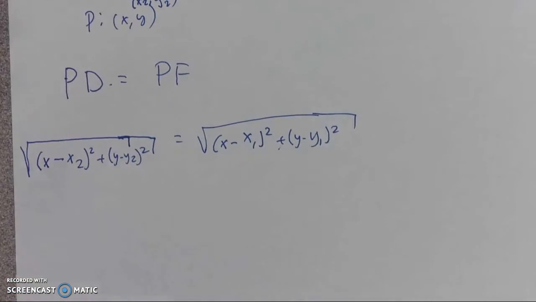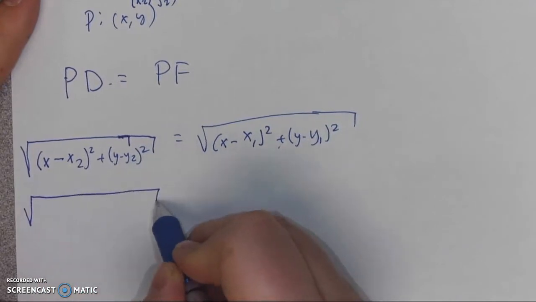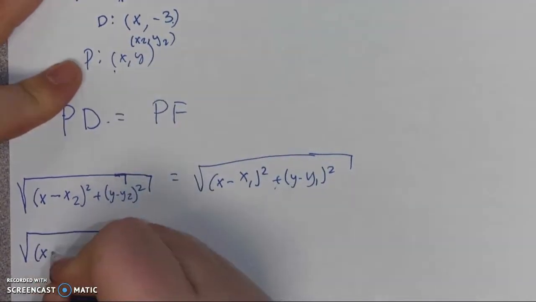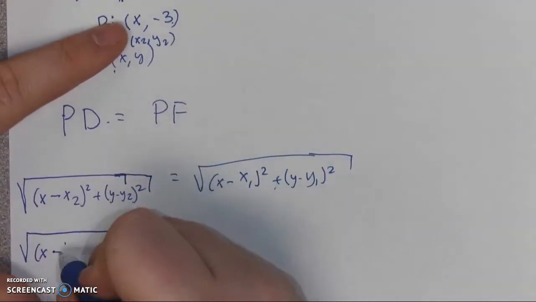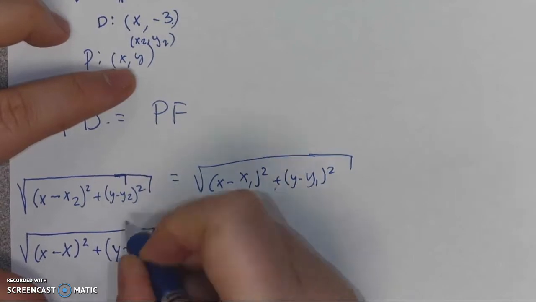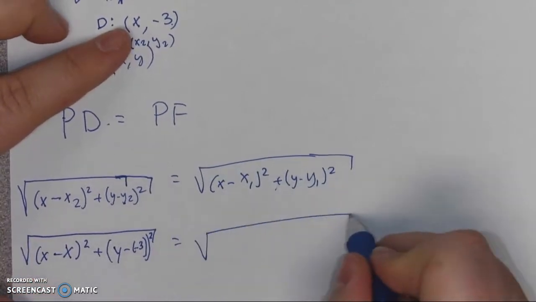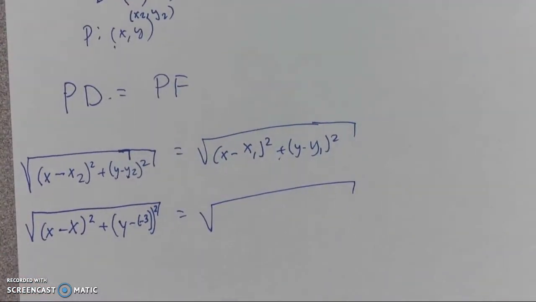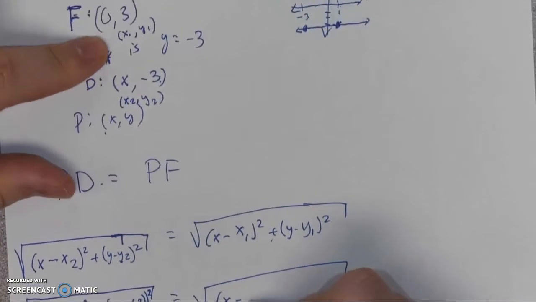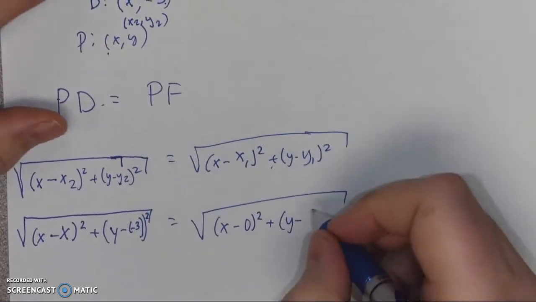So I can plug in my values for x, x2, and y2. My point on my parabola, my x point, is just x. So I have x minus x squared plus y minus y2, which is -3. Your next one, x minus x1 is going to be x minus 0, because x1 here was 0. And then plus y minus y1, which was 3.